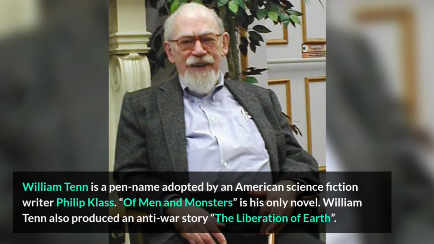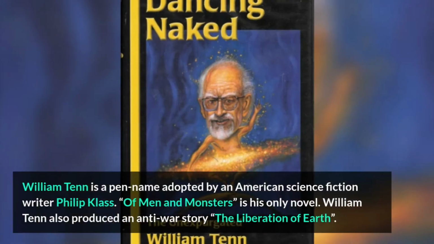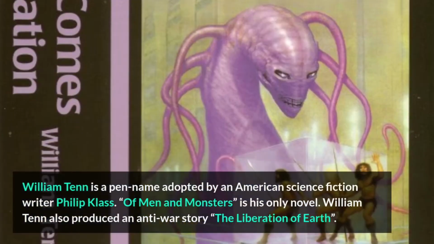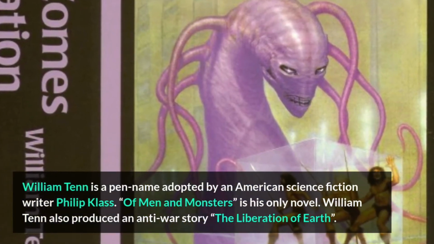William Tenn is a pen name adopted by an American science fiction writer, Philip Klass. Of Men and Monsters is his only novel. William Tenn also produced an anti-war story, The Liberation of Earth.